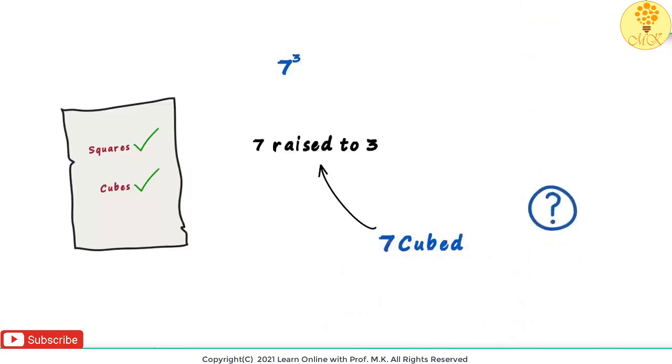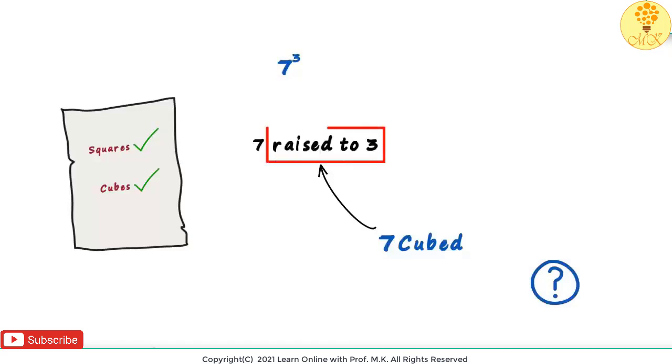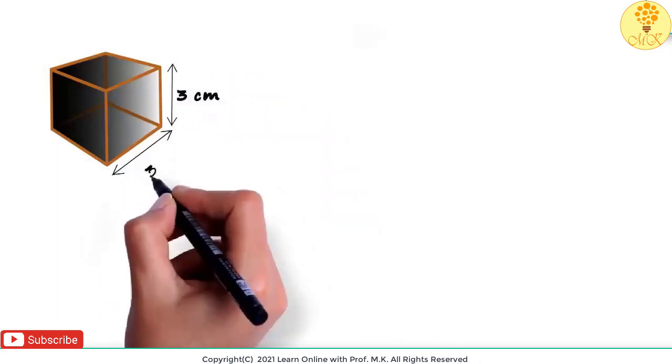Why do we have a distinct name for raised to 3? Well, it's the same reason as to why we have a distinct name for raised to 2. It's because raised to 3 has many applications. Here is one of the practical examples. Assume we have a box in the shape of a cube. Assume the lengths of all its edges equal 3 centimeters.